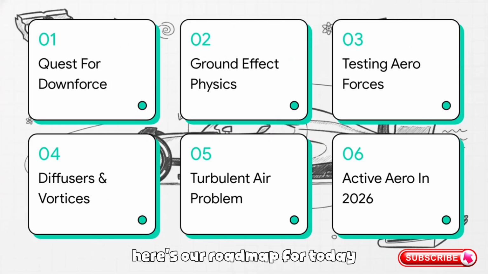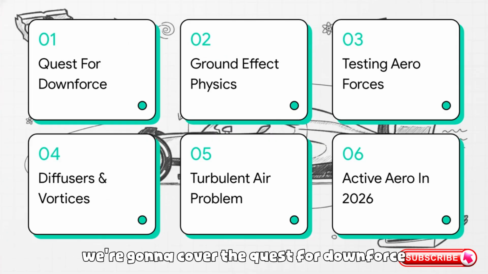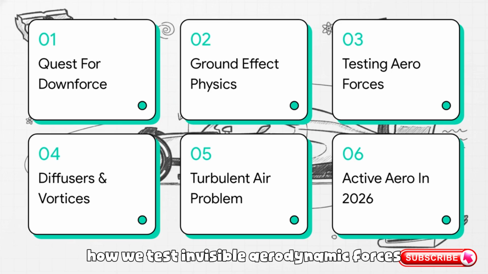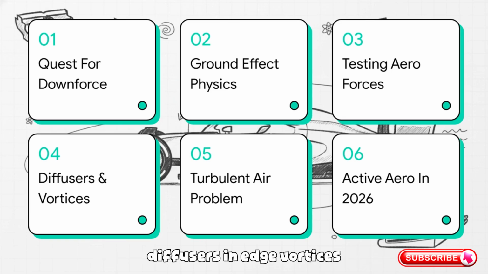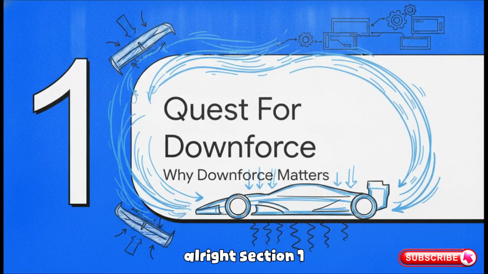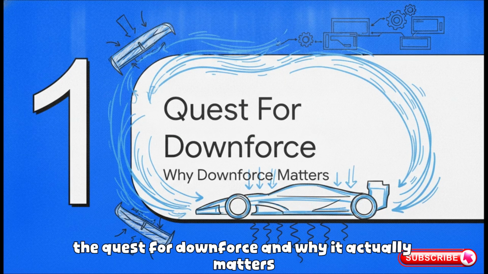Okay, here's our roadmap for today. We're going to cover the quest for downforce, the physics of ground effect, how we test invisible aerodynamic forces, diffusers and edge vortices, the turbulent air problem, and finally, what active aero looks like for 2026. All right, Section 1, the quest for downforce and why it actually matters.